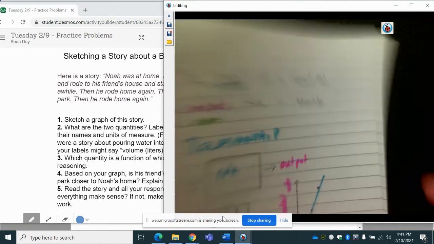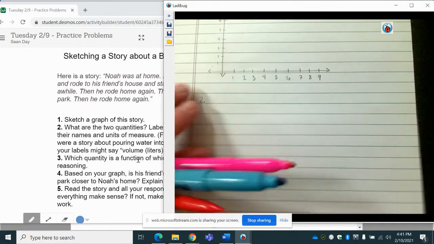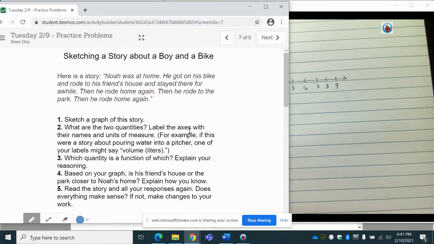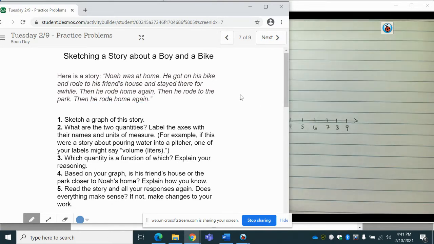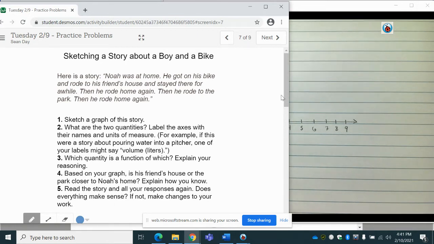So let's look at an example here. There's a story here about a boy and his bike. Noah is our character. He starts at his house, then he gets on his bike and he rides to his friend's house, stays there for a while, then he comes home, and he's like, I'm gonna ride to the park. Then he rides out to the park, and then he immediately turns around and goes, oh, I'm gonna be late. I gotta go home. So there's a story that's happening here, but we can represent this story as a function mathematically, but just keep in mind that it's a story, right?